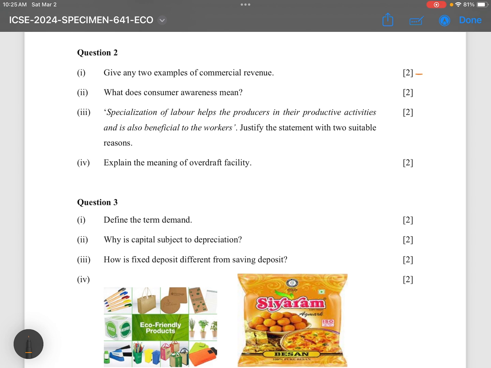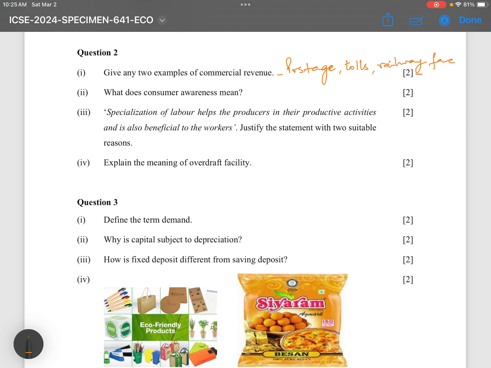Okay, so for example, let's say postage. Nowadays, though, this is a very vague example because we don't use these facilities much. Tolls you pay or railway fare you pay. So any of these 2 you can list. Next question is, what does consumer awareness mean?